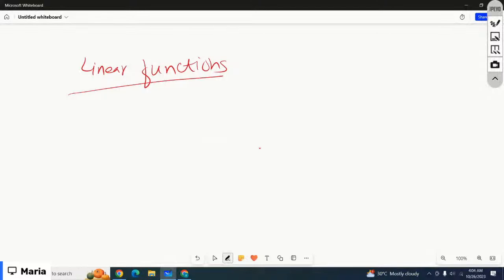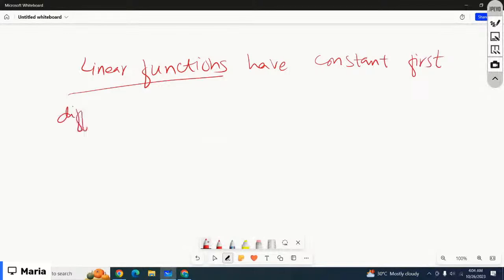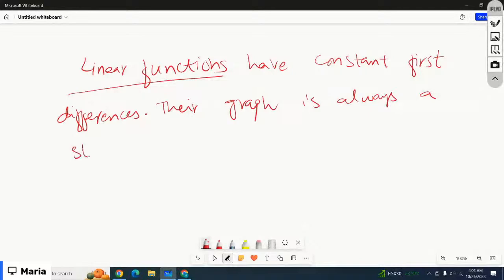Linear functions have constant first differences. Their first difference is always constant. Their graph is always a straight line. So the linear function is a straight line.